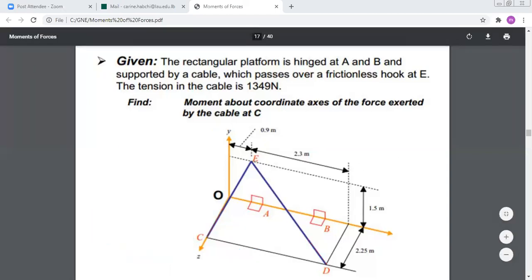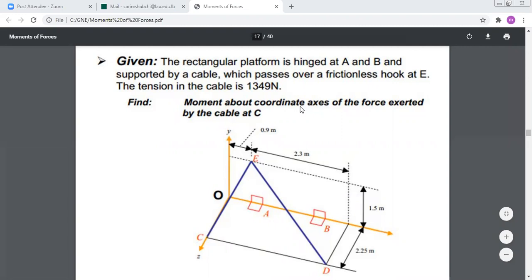Okay, so let us continue. Doctor, I just have one question. Yes. Why did you find the moment about X, moment about Y, moment about Z? Why didn't you just do the cross product? Because they asked what is the moment about coordinate axis, okay? They didn't just tell find the moment about C.